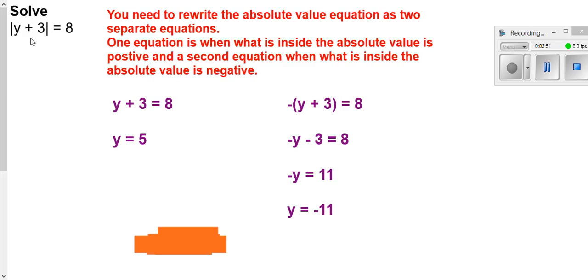Those are the two numbers that make this a true statement. If you plug those in, 5 plus 3 is 8. Absolute value of 8 is 8. If we take our -11 and plug it in, -11 plus 3 is -8. Absolute value of -8 is +8.